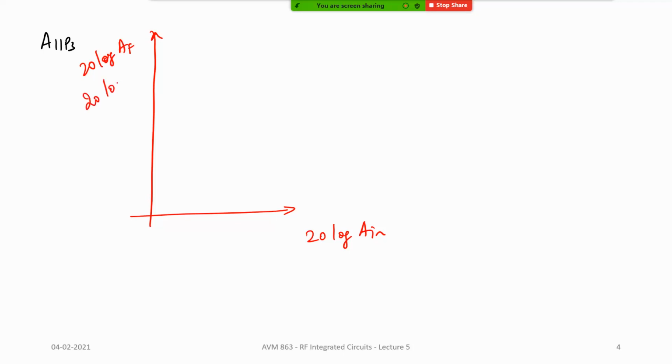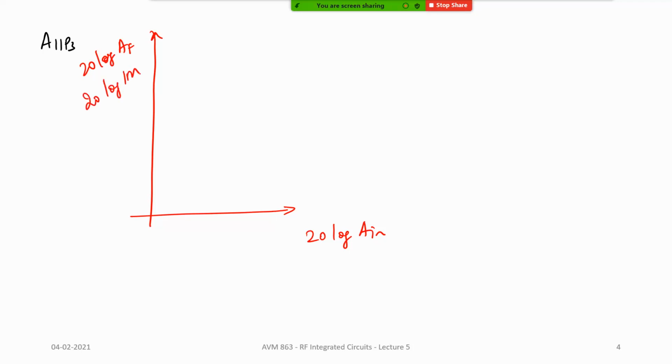Now if you want to quickly estimate how much your IM component will be at any given power, you don't have to go and look at the graph and work it out directly. There's a shortcut method to estimate these things, by looking at this particular curve that we did. Let's take another look at this curve. This is again a log curve: 20 log of A_N on one axis, and 20 log of A_F and 20 log of IM on the other.